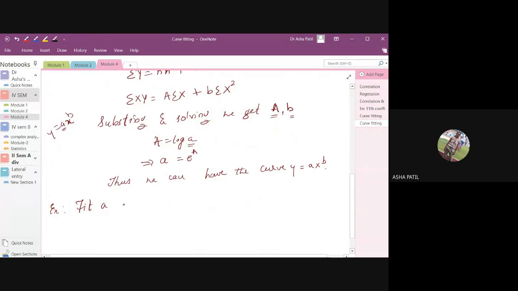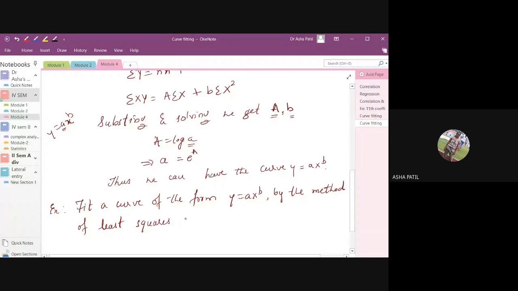Fit a curve of the form y is equal to a x raised to b by the method of least square.